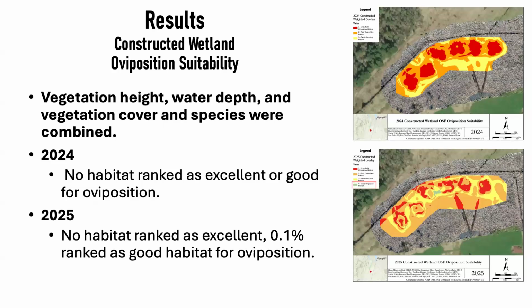Okay, so lastly, I wanted to understand how these variables could be combined to better understand the big picture of oviposition suitability. So water depth, vegetation height, vegetation species, and vegetation cover were all combined and weighted to create a surface layer that displayed suitable habitat for Oregon spotted frog oviposition. In 2024, actually no habitat ranked as excellent or good for oviposition. And in 2025, only 0.1% ranked as good habitat for oviposition, and I circled the area on the map. It's a pretty small spot.